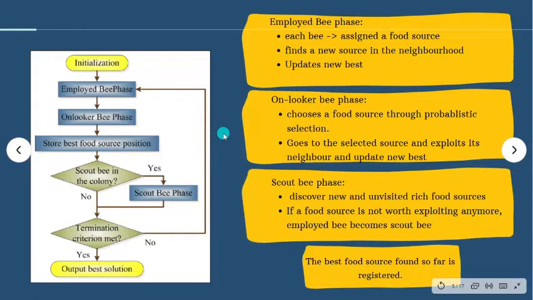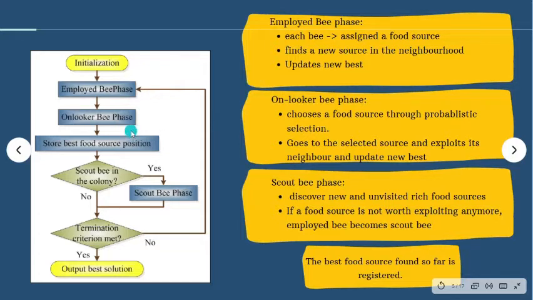We'll now discuss the basis and the concept behind this algorithm. In the initialization phase, we have a random generation of food sources. After that, our employed bee phase starts. In our employed bee phase, each bee is assigned a food source. That bee goes to its assigned food source and exploits its neighborhood, and it updates the new best if the neighborhood source is better than the originally assigned food source.